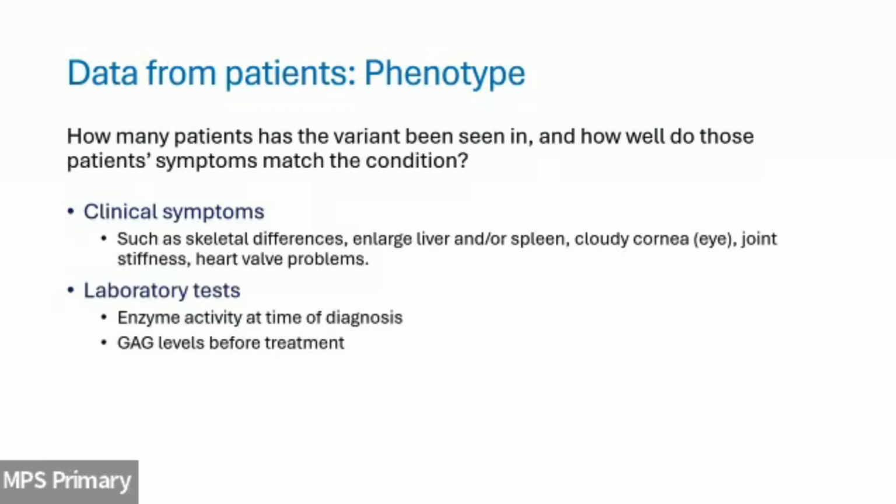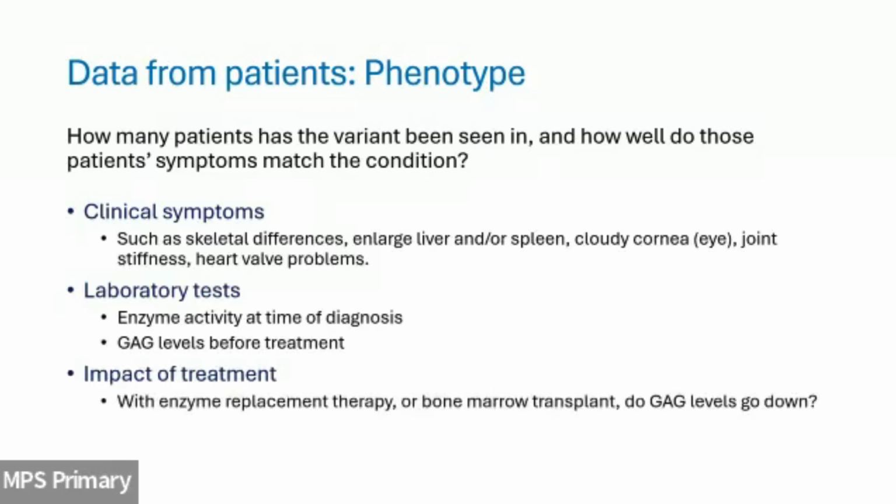Also, did that patient have particular laboratory tests, such as enzyme activity at the time of diagnosis, or what were their glycosaminoglycan levels before treatment? And then lastly, what was the impact of treatment? So with enzyme replacement therapy, for example, do we see the glycosaminoglycan levels reduce? Because with that enzyme replacement therapy, this would give us just further confidence that this patient really had the disorder that we're interested in.